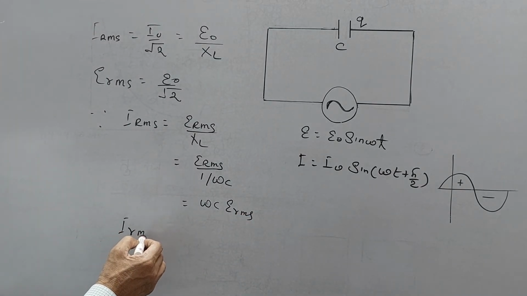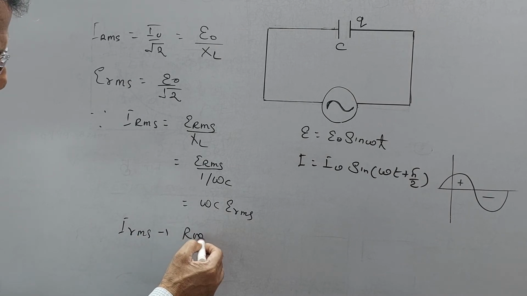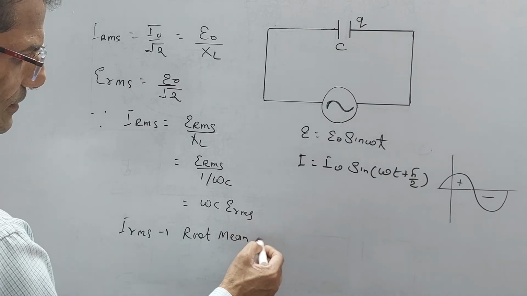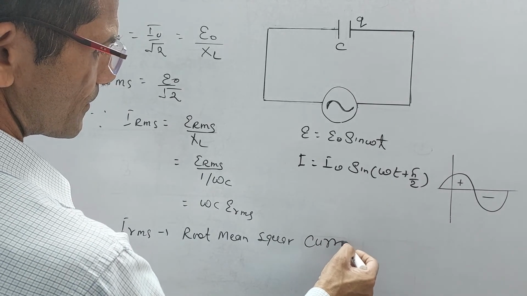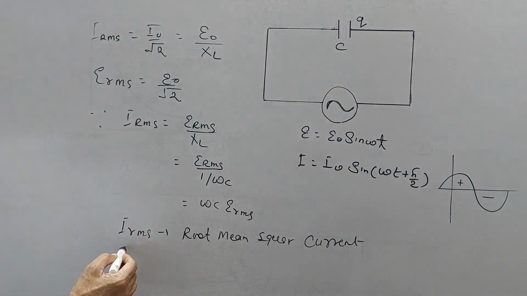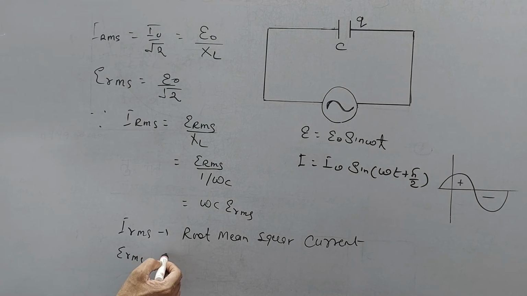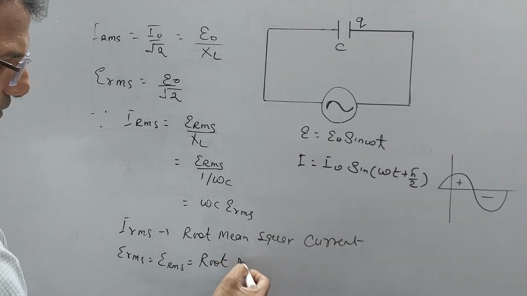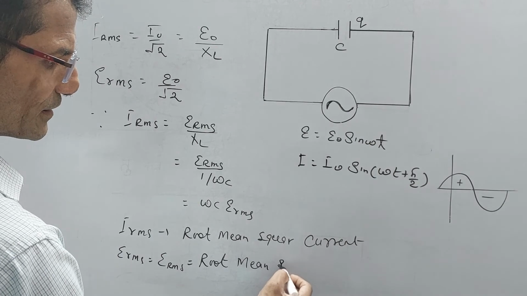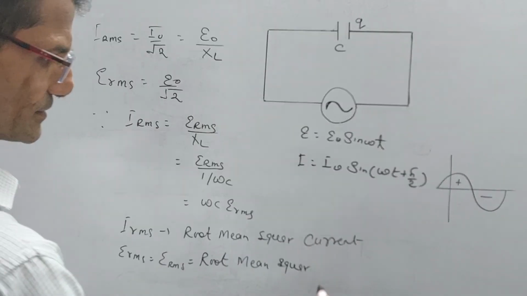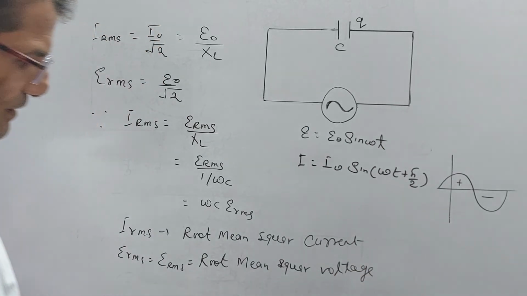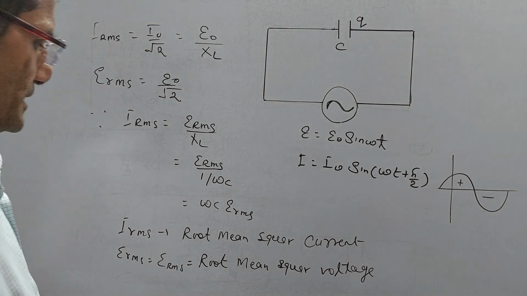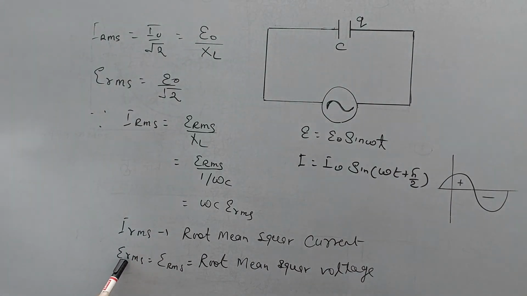Therefore, the RMS value means the root mean square current. And similarly, E RMS we can represent again like this, the root mean square voltage. These are, on average, equivalent to a DC current and equivalent to a DC voltage.